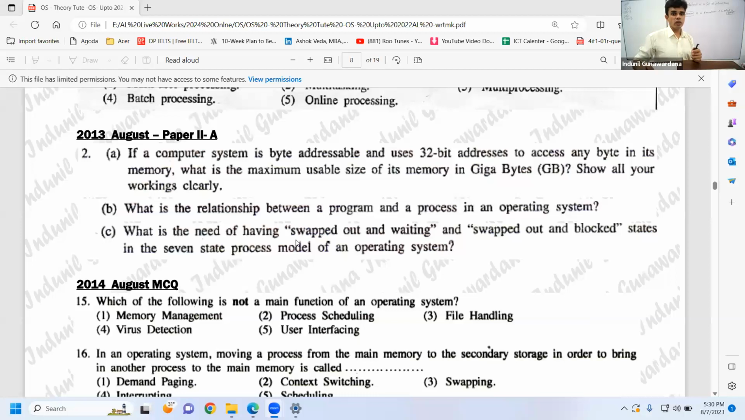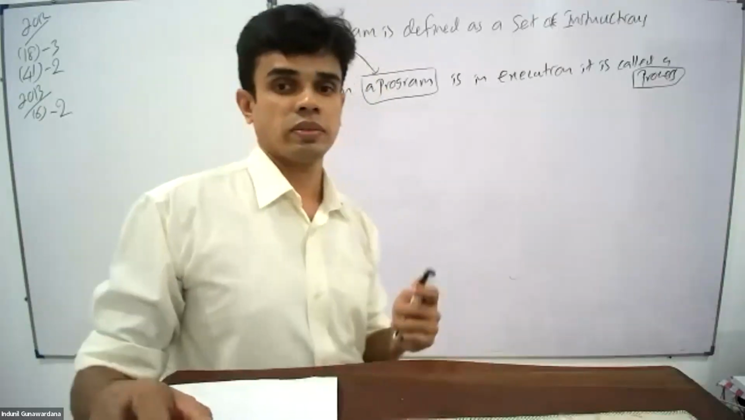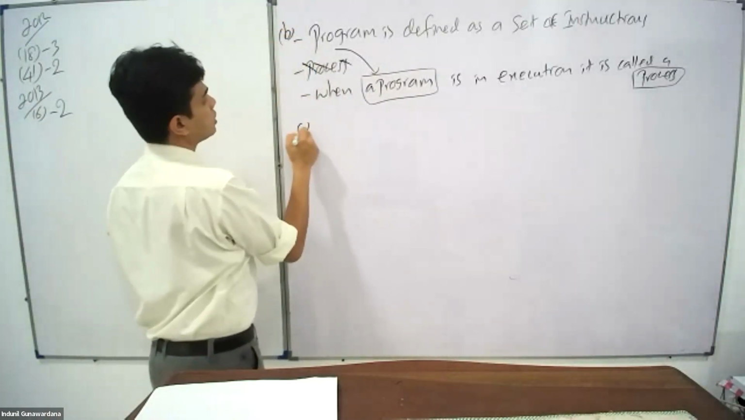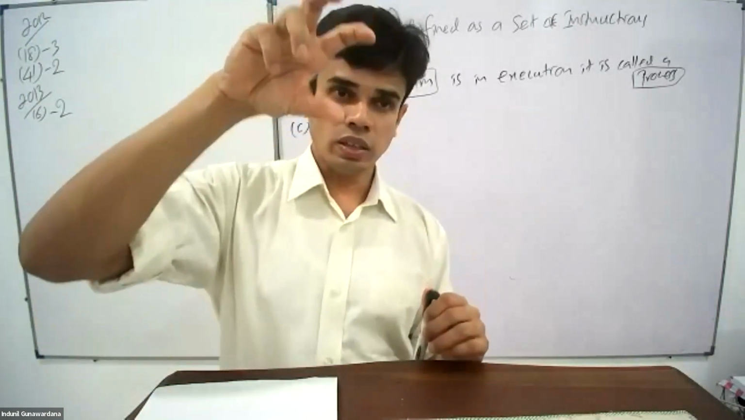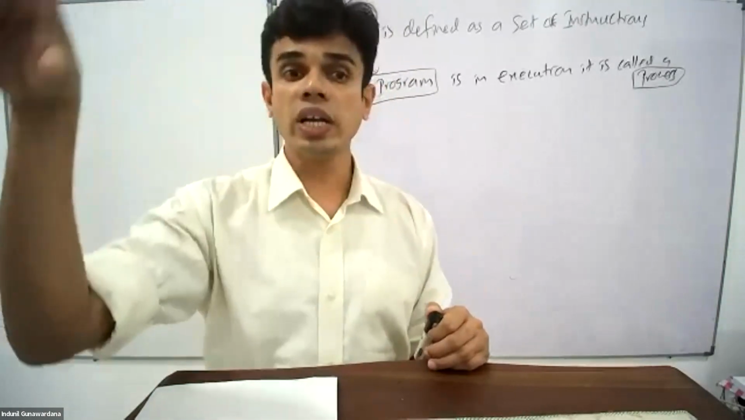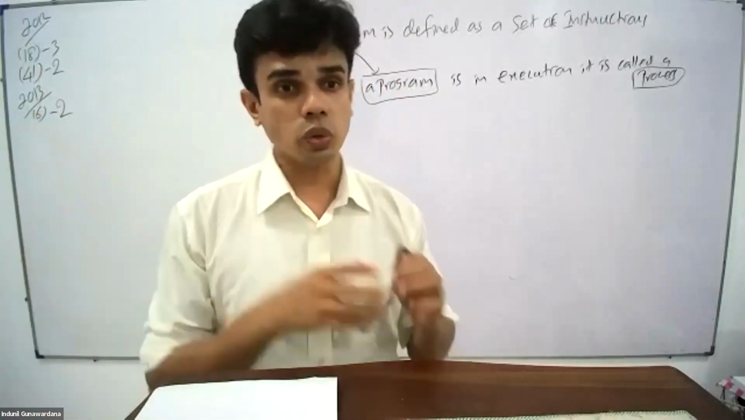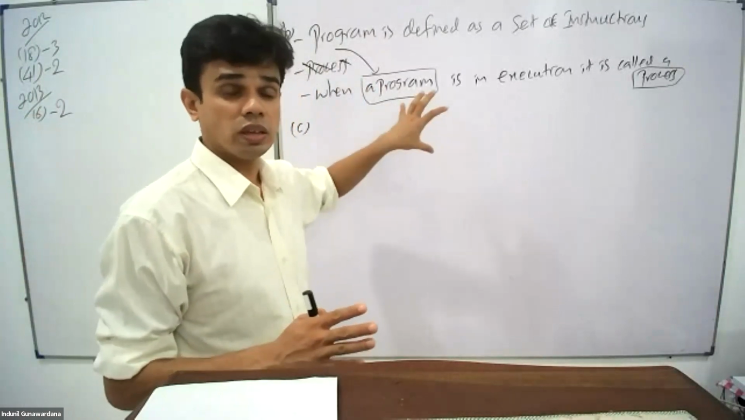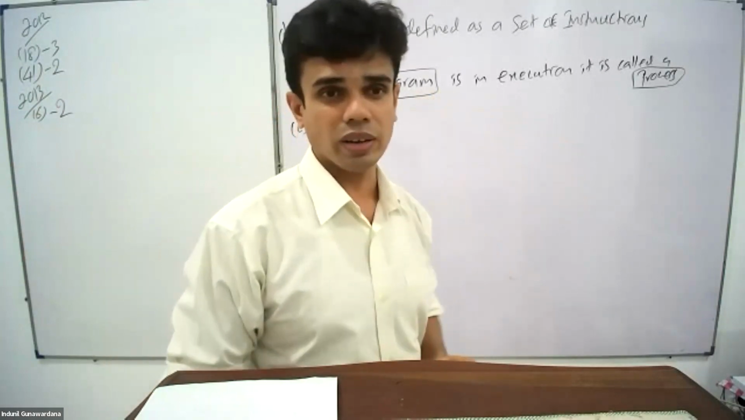Then part C. What is the need of having swapped out and waiting and swapped out and blocked states in the 7-state process model? Can you remember? Why do we need these in the 7-state model? Why are those 2 states there? When the processes are shifted into the virtual memory, the states are changed into swapped out and waiting, swapped out and blocked accordingly. So when the OS is using the virtual memory, those 2 new states are required. That's all you have to write.